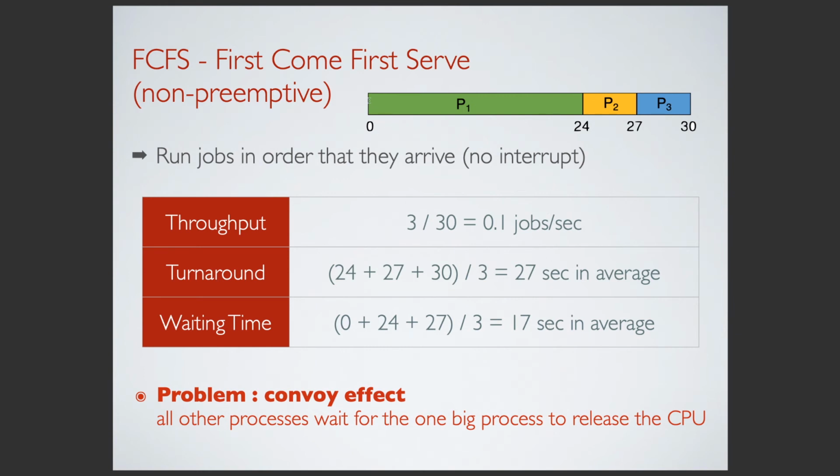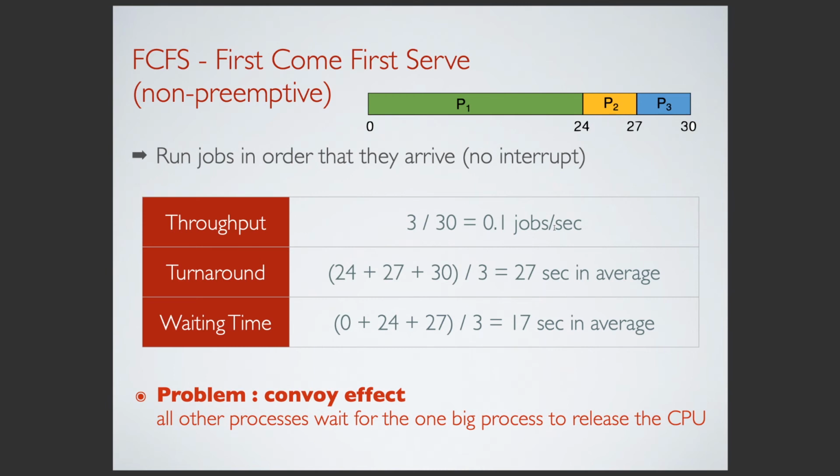So let's look at it. Let's take a very simple example. We have a first task, a program that takes 24 seconds. Then we have another one that will take only 3 seconds, and then a third one that will take only 3 seconds. Meaning if I execute all of them in order, it's going to take me 30 seconds. What's my throughput? I've completed three tasks in 30 seconds, so it's going to be 0.1 job per second.